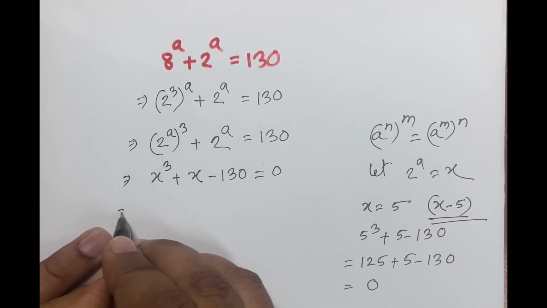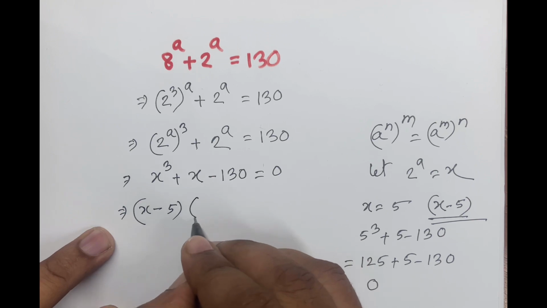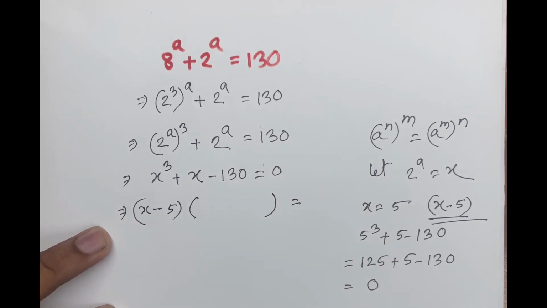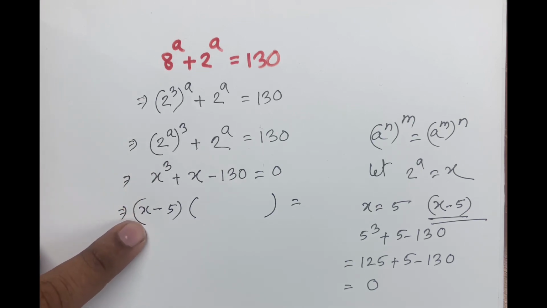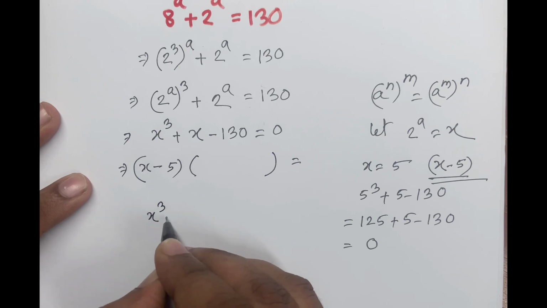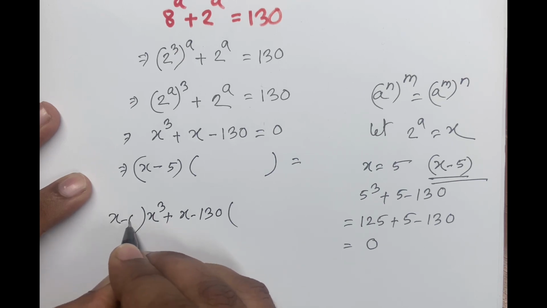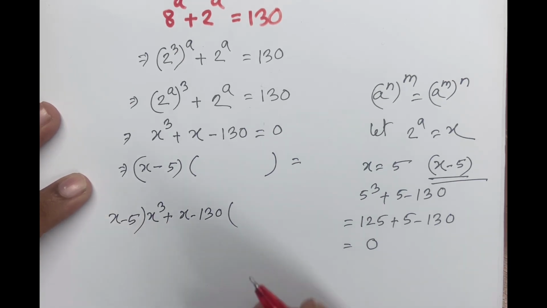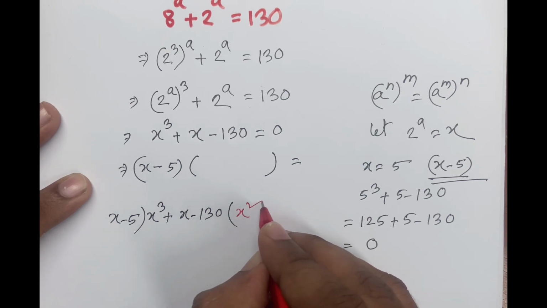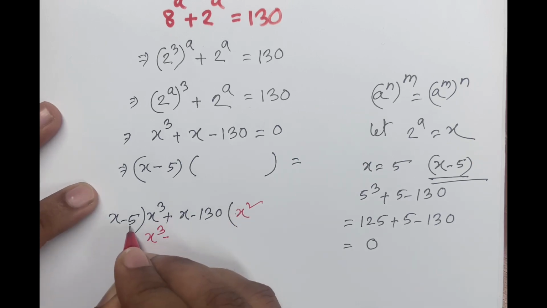Now I divide this equation by this value. So I divide x^3 + x - 130 by x - 5. If I take x^2, then x^2 multiply x equals x^3, and x^2 multiply 5 equals 5x^2. Now I change the sign.